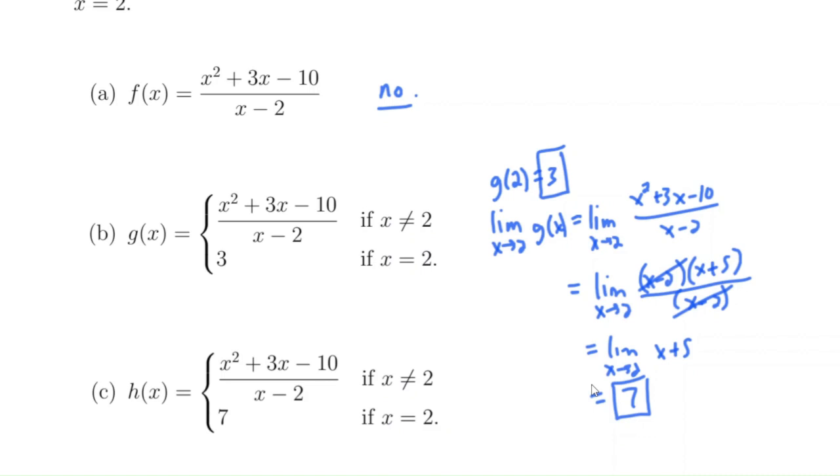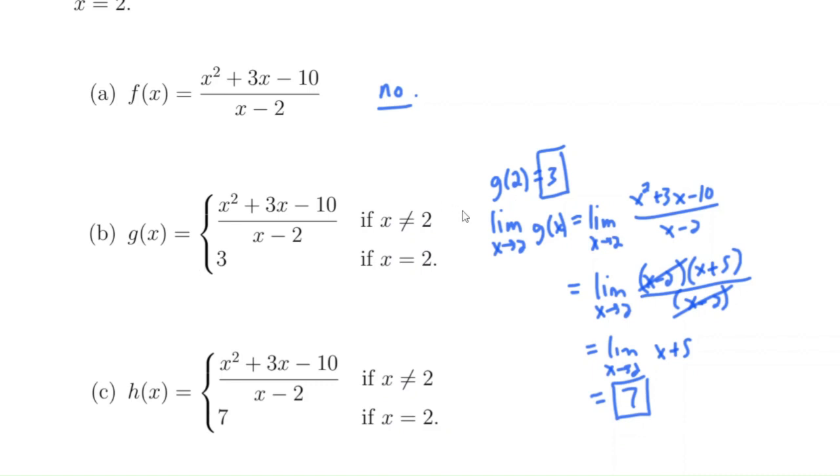But notice, are those the same? They're not the same. So of our three conditions, remember g of 2 had to be defined, it is. The limit as x approaches 2 of g of x has to exist, and it does. Okay, so the first two conditions are satisfied for continuity, but those two things are not the same. So the function's not continuous at 2.